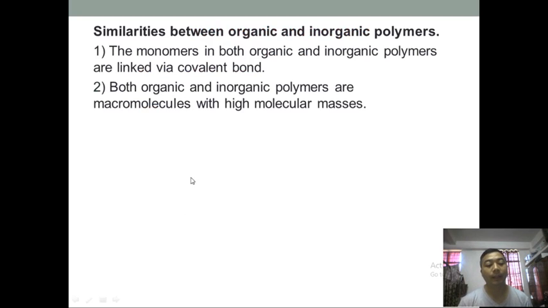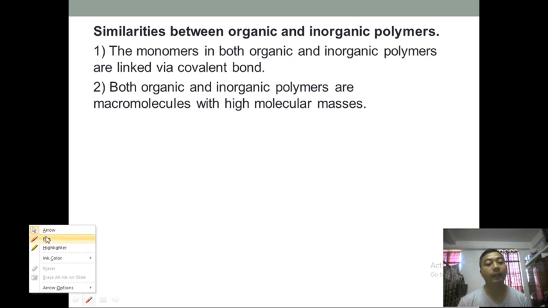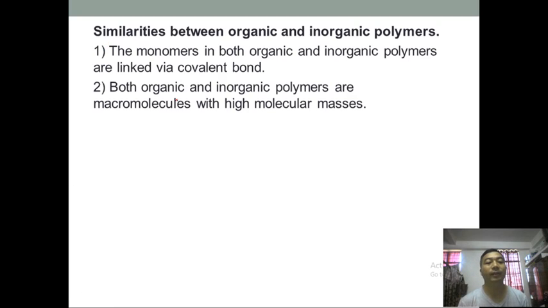Similarities between the organic and inorganic polymers. One similarity is that both organic and inorganic polymers are linked together by covalent bonds. Both are macromolecules with high molecular masses.